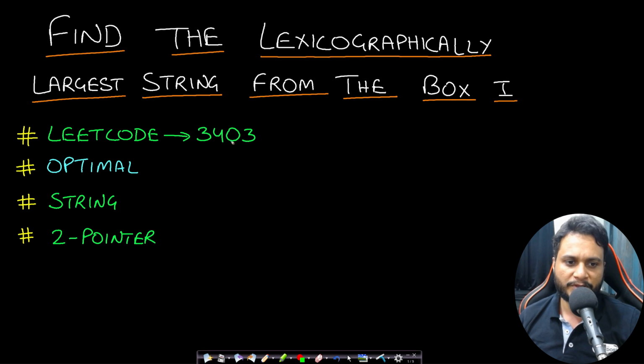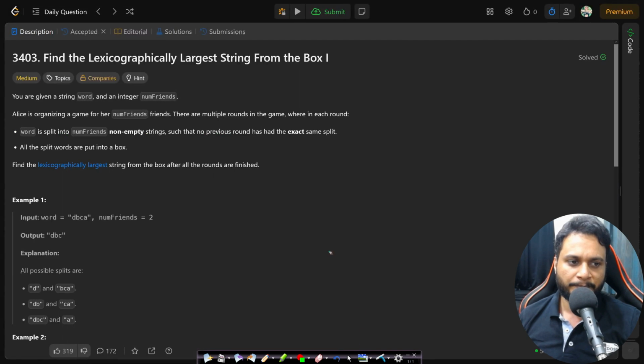We will look at the "Find the Lexicographically Largest String From the Box 1" problem, which is LeetCode number 3403. We will be looking at the optimal solution using two pointers. This video may be long, but we will be looking at all the steps along with reasoning, so stay tuned till the end.